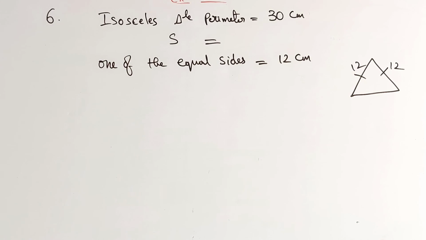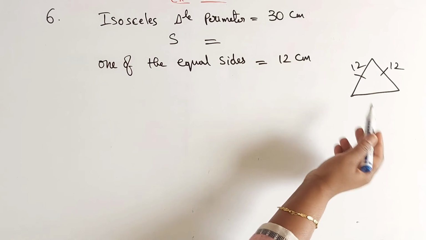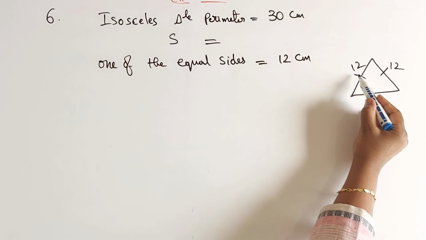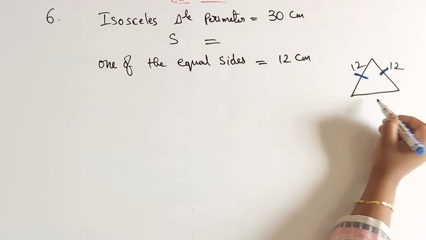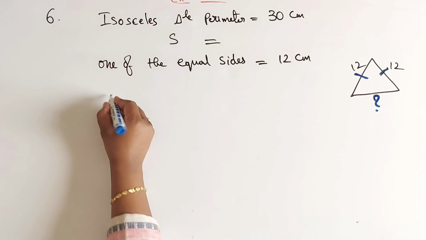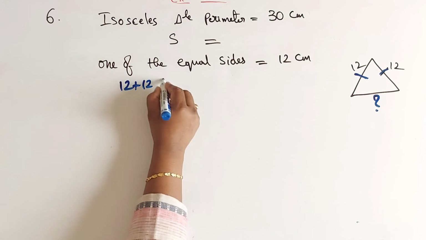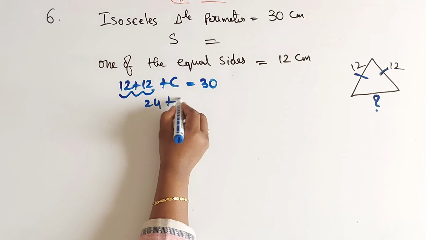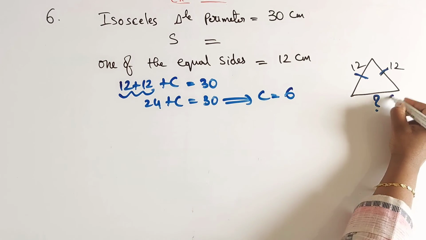Now sixth question, an isosceles triangle has perimeter 30 centimeters and each of the equal sides is 12 centimeters. Find the area of a triangle. We know that isosceles triangle means two sides are equal. Therefore one side is 12 centimeter means another side also 12 centimeters. Now we have to find out the third side. They have given that perimeter is 30 centimeters. That means A plus B plus C equal to 30 centimeters. 12 plus 12 plus C, we don't know, that equal to 30. Here 24 plus C equal to 30. From here C equal to 30 minus 24, 6 centimeters.